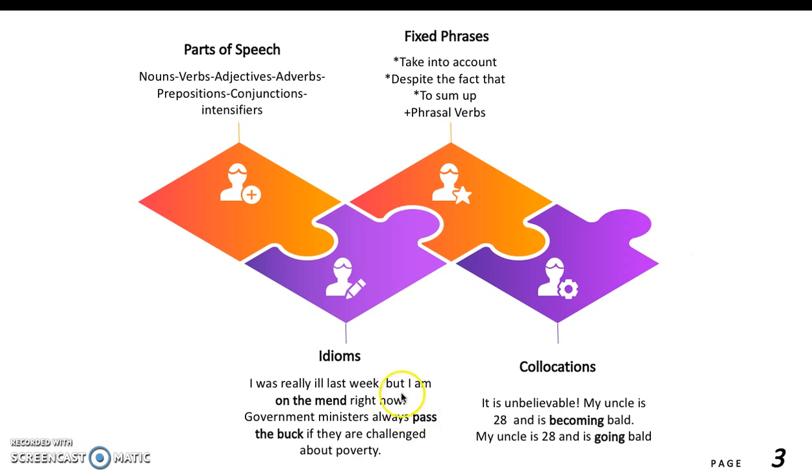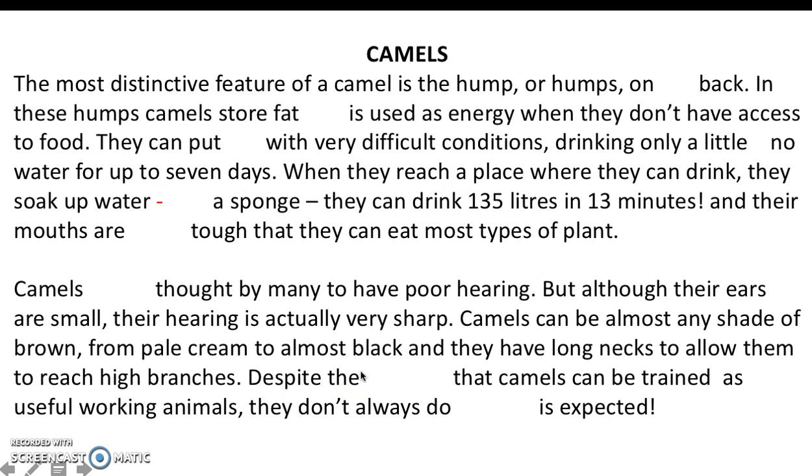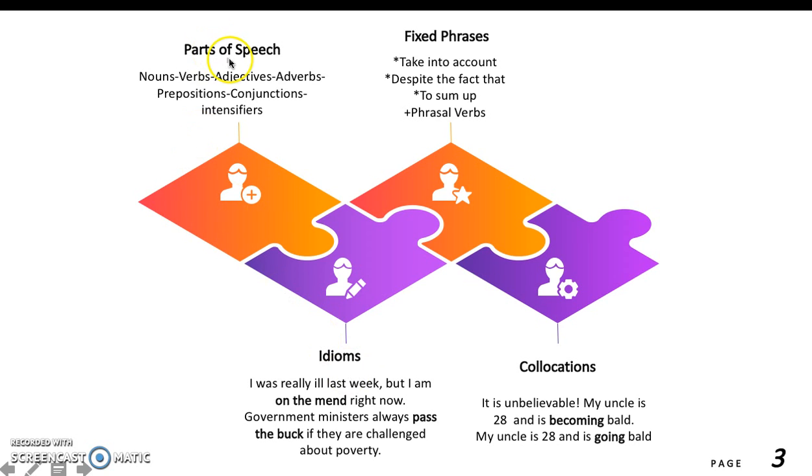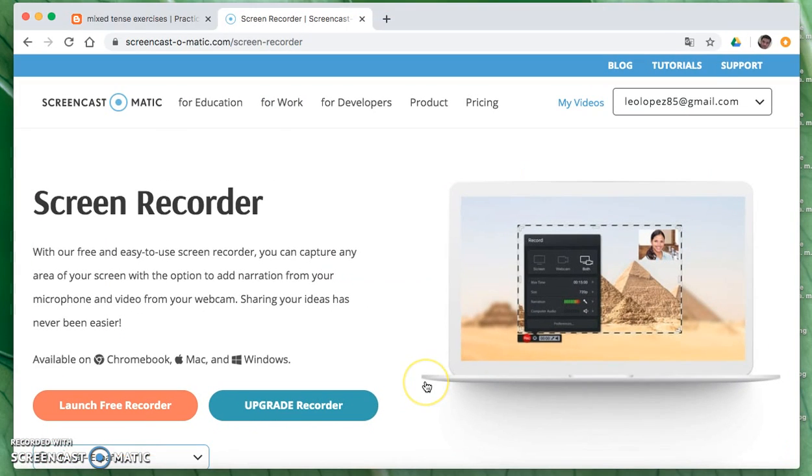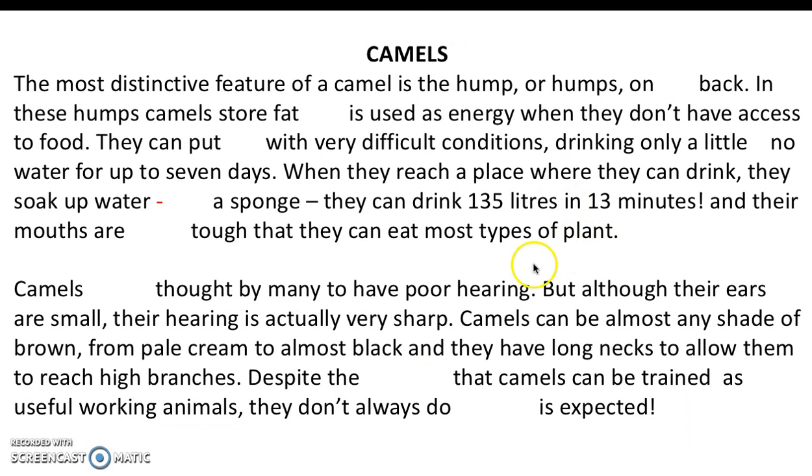So that is basically about collocations. So just to recap, in order to do this exercise, we must have knowledge of parts of speech, fixed phrases, idioms, and collocations. Okay, now we are going to do an exercise in which the first thing to do is to read the whole text so we can have a context and an idea of the topic of the text.